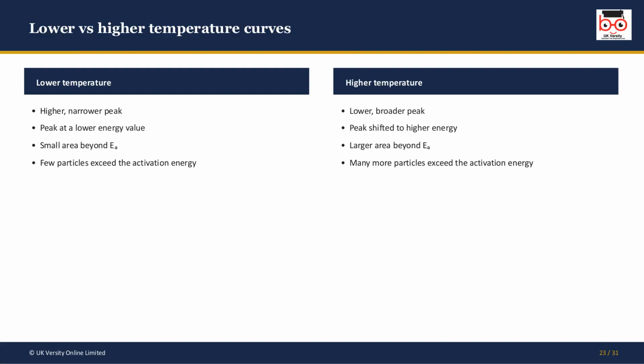Comparing the two temperatures side by side helps. At the lower temperature, the curve has a higher, narrower peak sitting at a lower energy, with only a small area beyond the activation energy, so few particles make the grade. At the higher temperature, the peak is lower and broader and has moved to higher energy, and the area beyond the activation energy is much larger, so many more particles exceed it. That growing shaded area is the whole reason the rate rises.